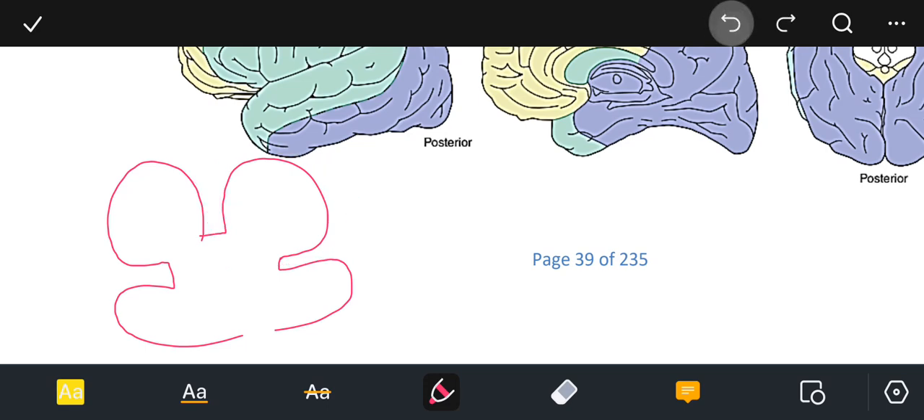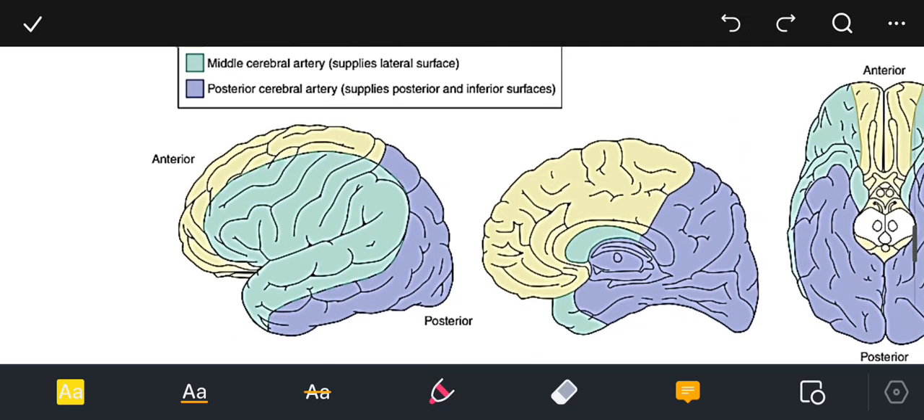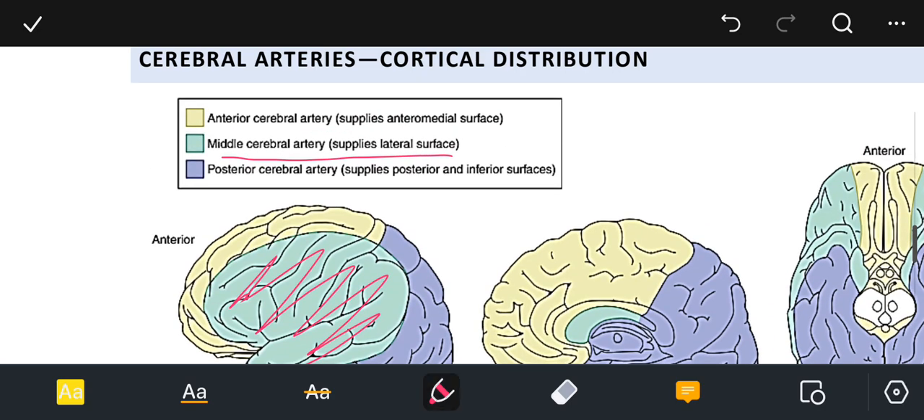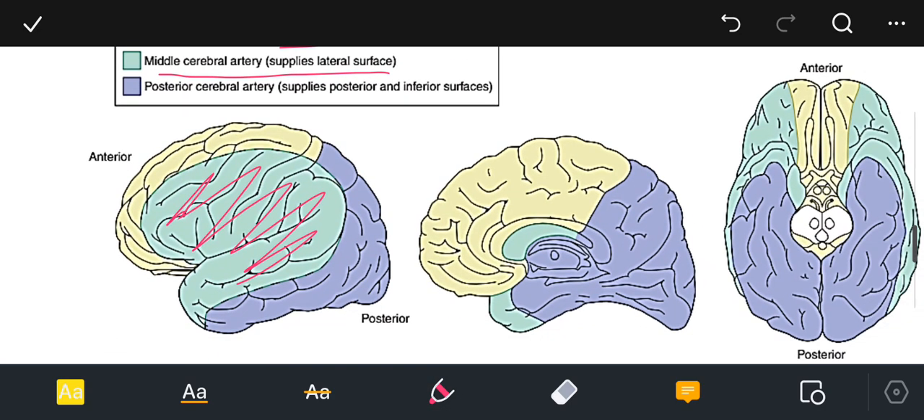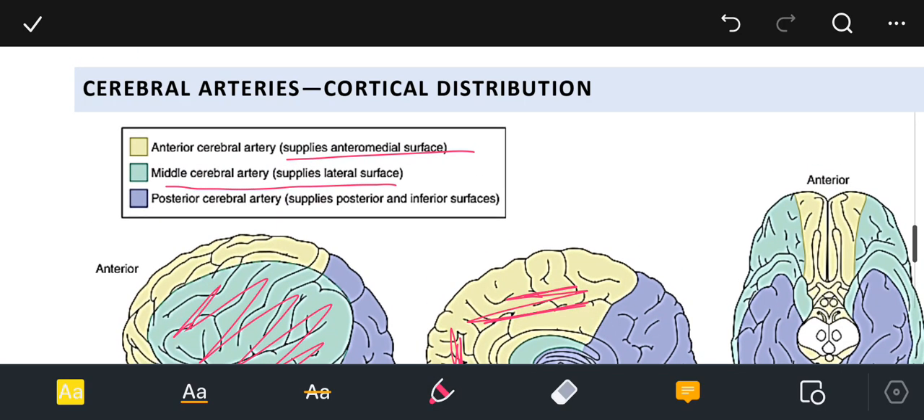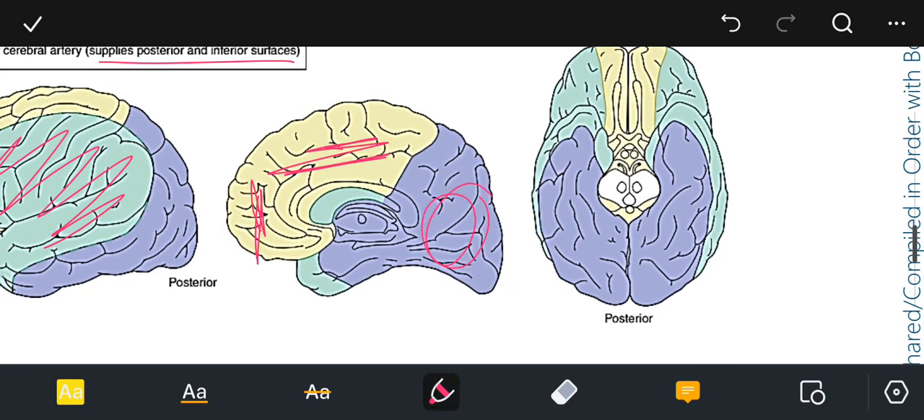Now let's come back. Here you can see that this green area, the lateral aspect of the brain, is the territory of the middle cerebral artery that supplies the lateral surface. The anterior cerebral artery supplies the anteromedial surface, the anterior surface as well as the medial surface. Then the posterior cerebral artery supplies the posterior and inferior surfaces. So the posterior surface, the occipital lobe, and the inferior surface of the temporal lobe, all of that is supplied by the posterior cerebral artery.